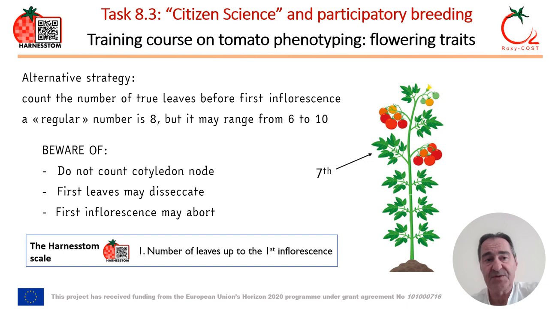If cotyledons and all leaf nodes are clearly visible, the detection of the trait is very straightforward. However, care should be taken to avoid counting the cotyledon node as a leaf node if cotyledons desiccate, or skipping leaf nodes if basal leaves desiccate, or even skipping the first inflorescence if it precociously aborts.